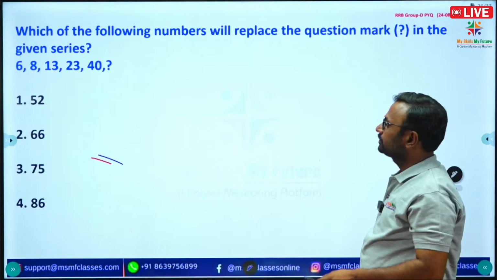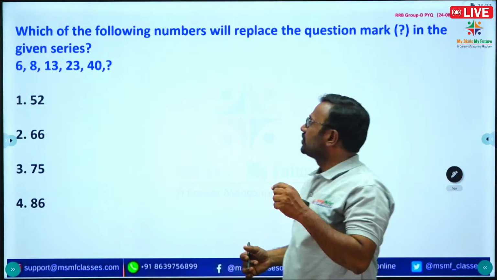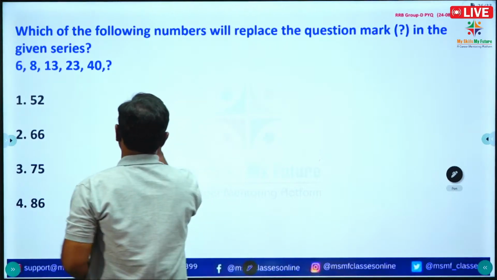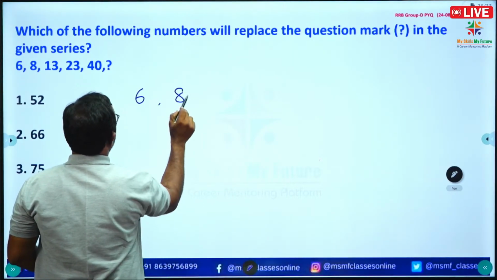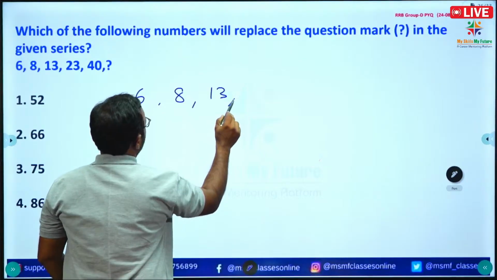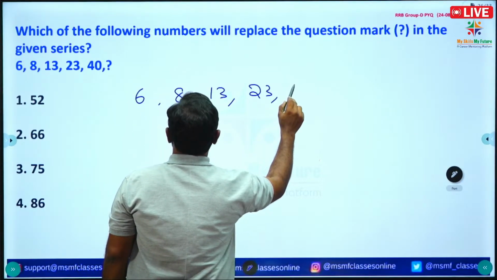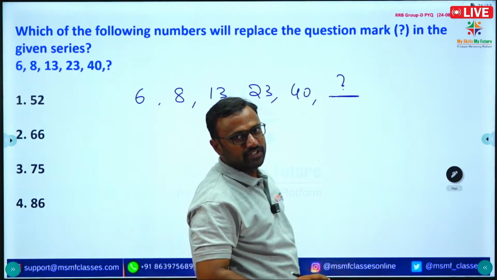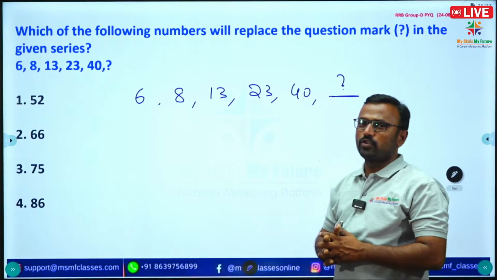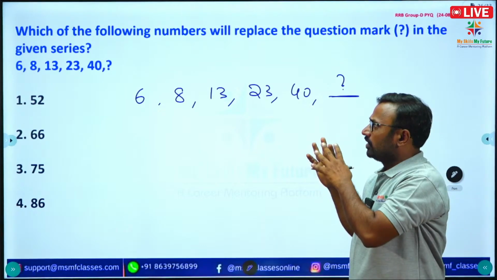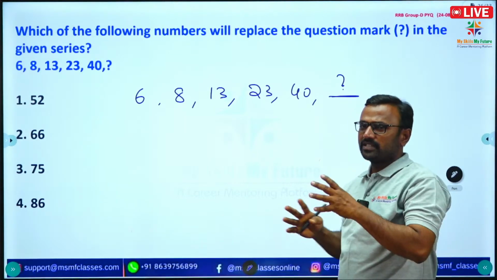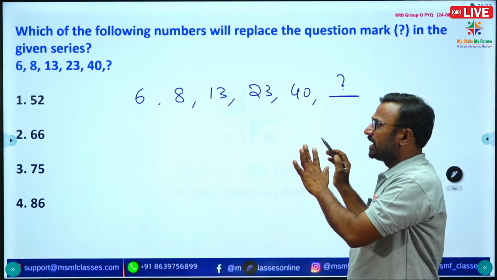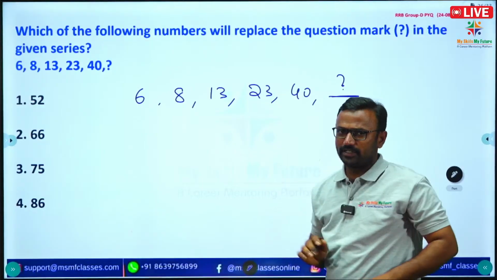Next question. See the question: which of the following numbers will replace the question mark in the given series? The series is 6, 8, 13, 23, 40, and here the question mark. In a previous live session we discussed the same type of pattern question. So just follow the logic and give your answer in the comment section. Okay, right. Next question.